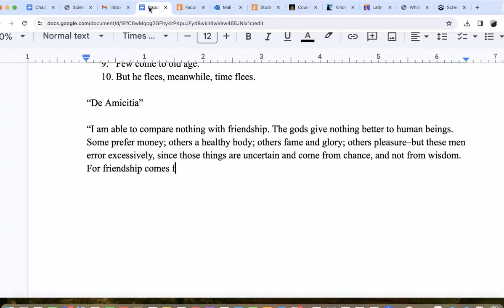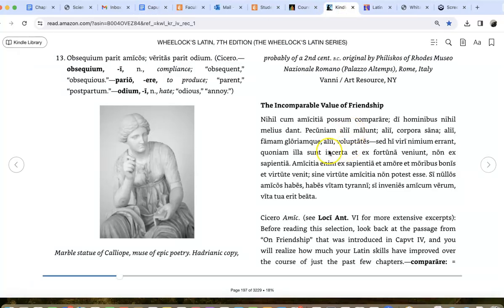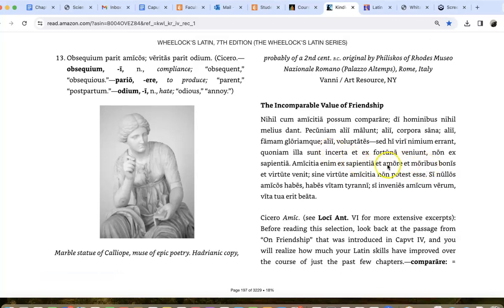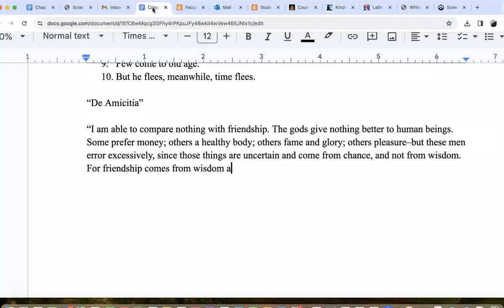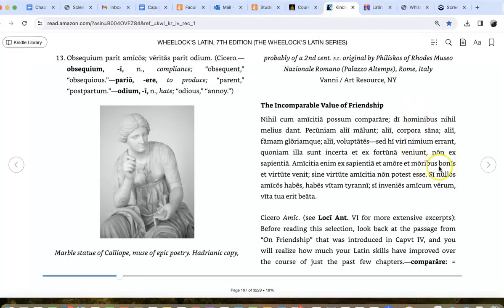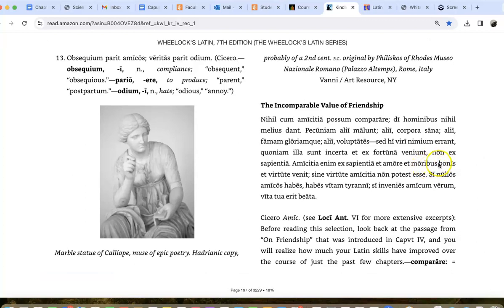For friendship comes from wisdom and from love, amore. And from love. And then it says moribus bonis. That means literally from the customs of good people. But in this case, it could mean from men of good character and virtues.